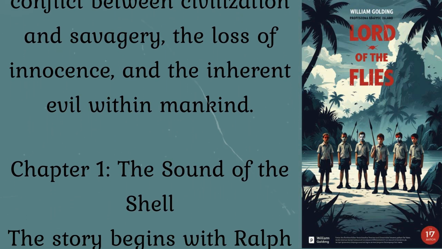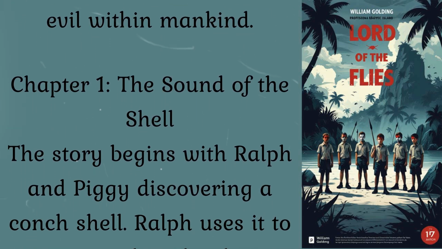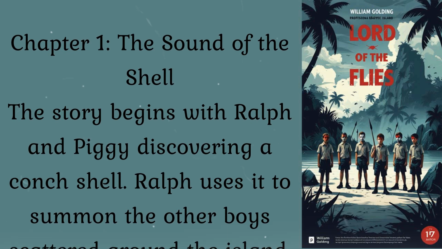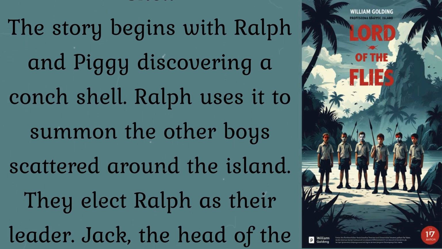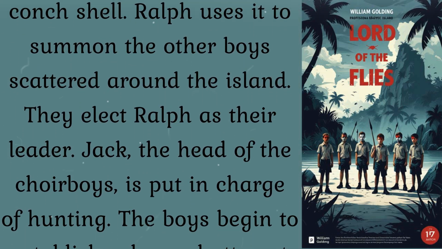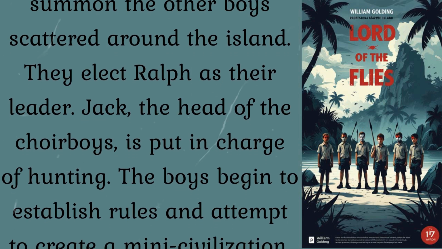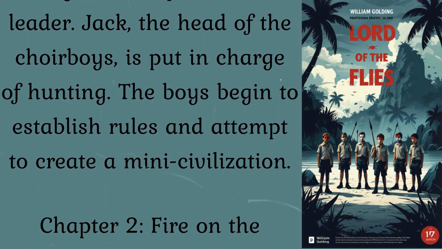Chapter 1. The Sound of the Shell. The story begins with Ralph and Piggy discovering a conch shell. Ralph uses it to summon the other boys scattered around the island. They elect Ralph as their leader. Jack, the head of the choir boys, is put in charge of hunting. The boys begin to establish rules and attempt to create a mini-civilization.